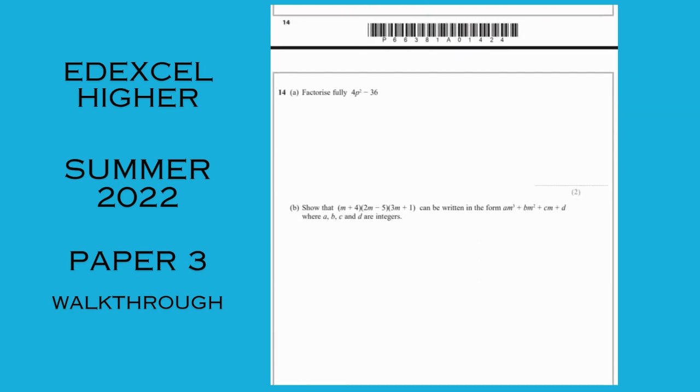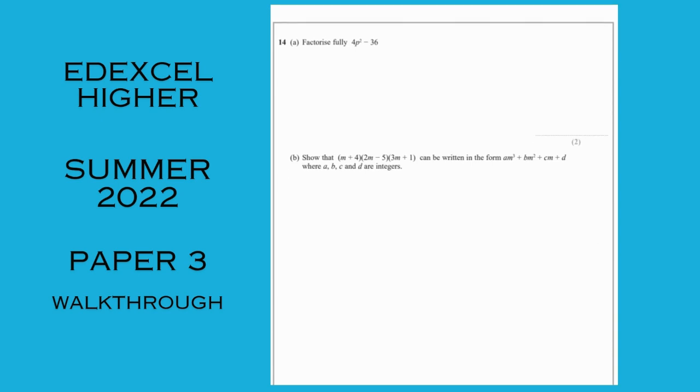Number 14. So it's difference of two squares, but they've tried to disguise it by sticking an extra 4 in. So just take the 4 out. And it's easier to spot that square number minus square number. So it's p plus the root of that number, p minus the root of that number.